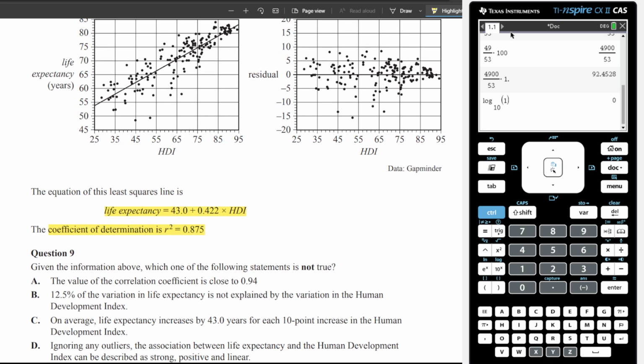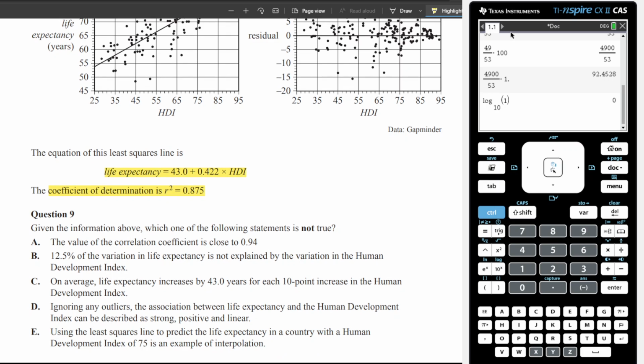Okay, so question 9. Given the information above, which of the following statements again is not true? So we're going to need to go through and eliminate the ones that are true. So the value of the correlation coefficient is close to 0.94. So they've given us the r squared value. So to find the correlation coefficient, we have to find the square root of that r squared value. So again, let's put this into our calculator. Square root of 0.875. That takes us to 0.935. That's approximately 0.94. This is correct. So because it's true, it's not the answer we're interested in.